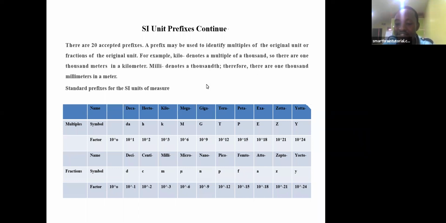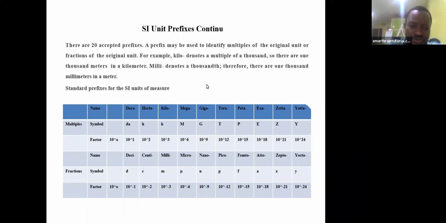The peta is 10 raised to the power 15, 15 zeros attached to it. The exa, if you say exameter, that means 1 meter, 1 meter, 1 meter, up to 10 raised to the power 18, 1 and 18 zeros. And then you have the zetta, 10 raised to the power 21, 1 and 21 zeros. And then yotta. These are very large sizes that can be used in very advanced calculations.